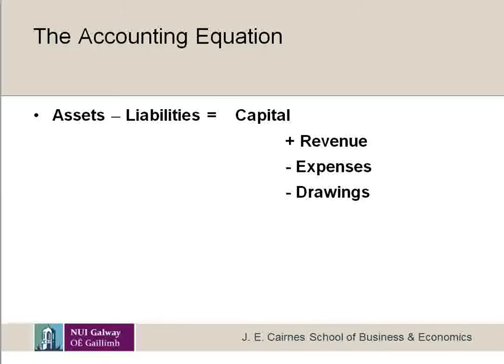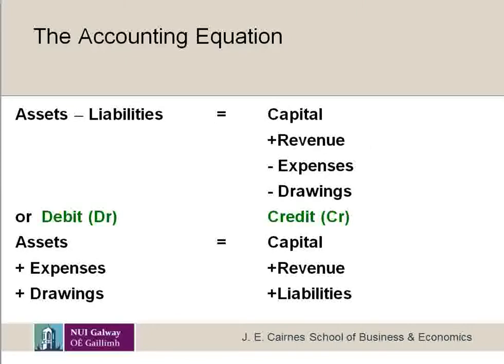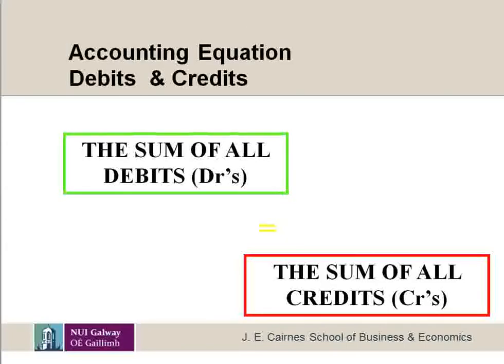Just a quick recap there on our accounting equation. So we have assets minus liabilities is going to equal our capital, plus our revenue, minus the expenses, and minus our drawings. And if we look at these in terms of debits and credits, we'll see that debit transactions are assets, expenses, and drawings. And on the credit side, we have capital, revenue, and liabilities. And it's important to note that with regard to our accounting equation, the sum of all our debits must equal the sum of all our credits, otherwise our equation won't be in balance.